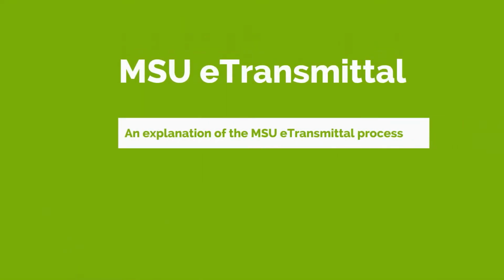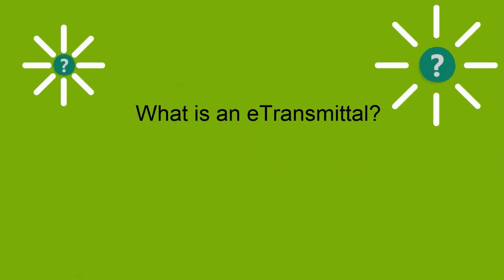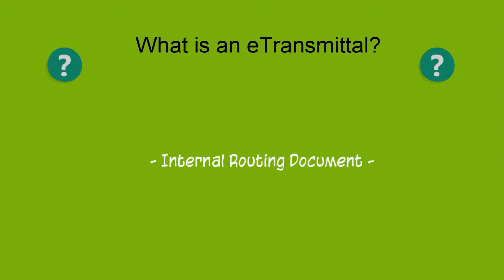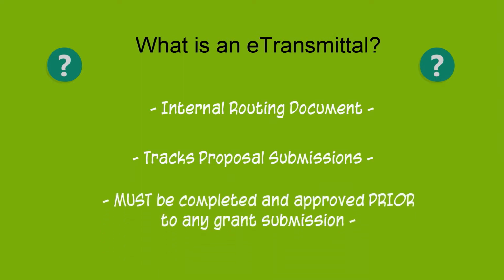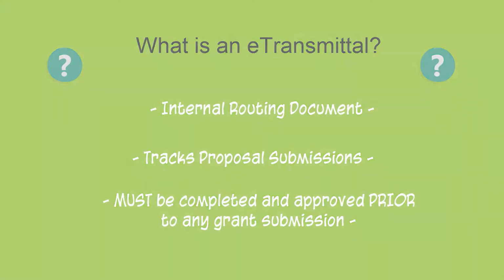Welcome to a tutorial on the MSU Etransmittal. I'll be explaining what an Etransmittal is, why it's important, and what the components are. An Etransmittal is an internal routing form used to track grant proposal submissions at Michigan State University. It must be completed and approved prior to any grant proposal submission at the university.